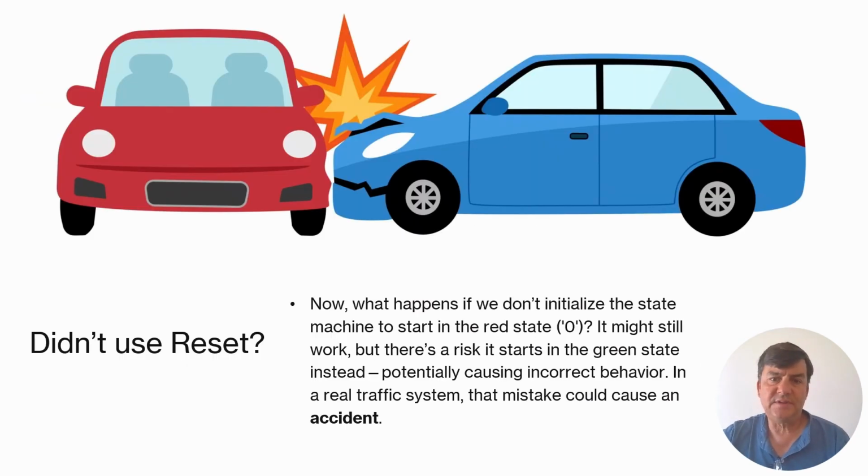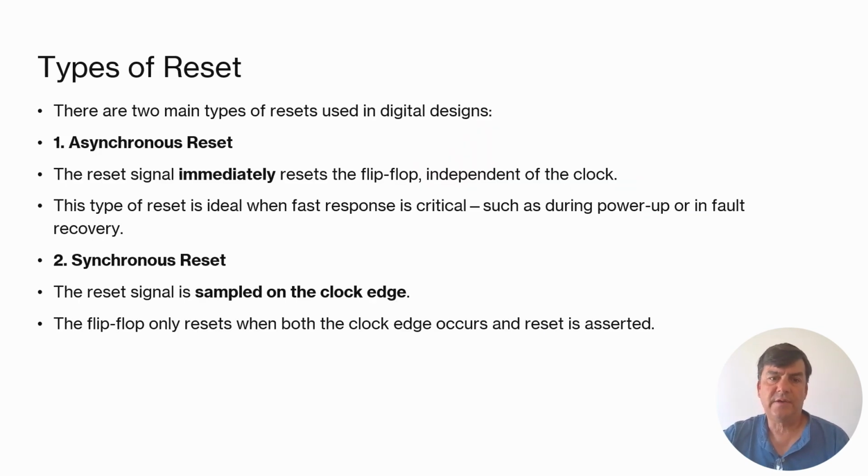Now what happens if we don't initialize the state machine to start in the red state, or 0? It might still work, but there's a risk it starts in the green state instead, potentially causing incorrect behavior. In a real traffic system, that mistake could cause an accident. There are two main types of resets used in digital designs.